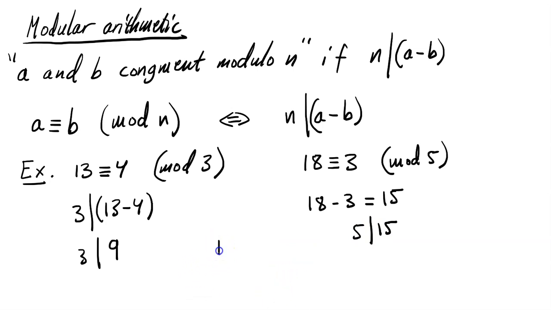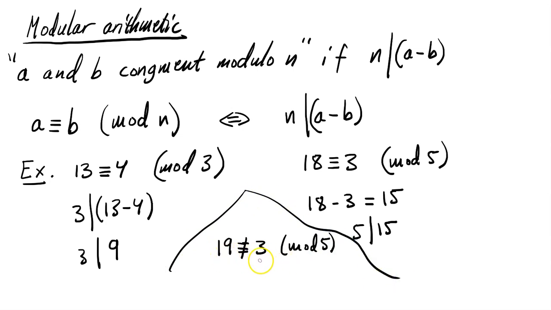On the other hand, 19, for example, is not congruent to 3, and you write this by crossing over the congruence sign. So 19 is not congruent to 3 modulo 5, and that's because 19 minus 3, which is 16, and 5 does not divide 16. Okay, so this is just what it means to say that two numbers are congruent modulo n. These strange words just mean we're talking about the divisibility of their difference.